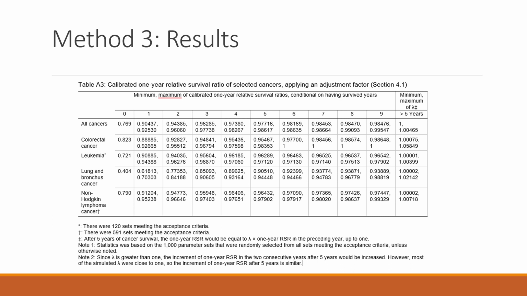Except for female breast cancer and prostate cancer, we obtained calibrated 1-year relative survival ratio for the other 5 types of cancer. The uncertainty interval, minimum to maximum, of calibrated 1-year relative survival ratios can be very large, such as the 1-year relative survival ratios from year 1 to year 9 for lung and bronchus cancer.